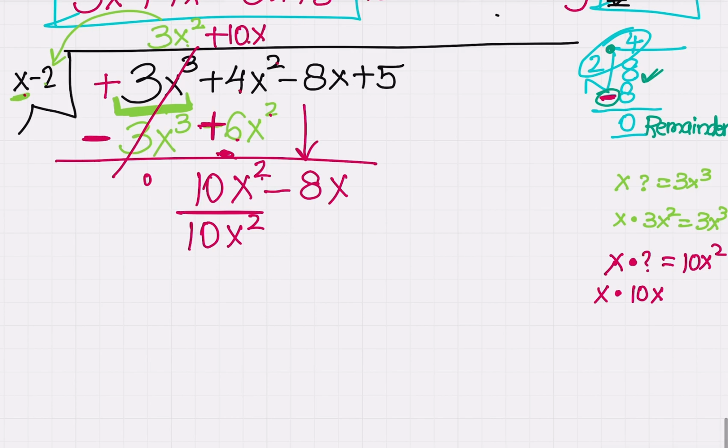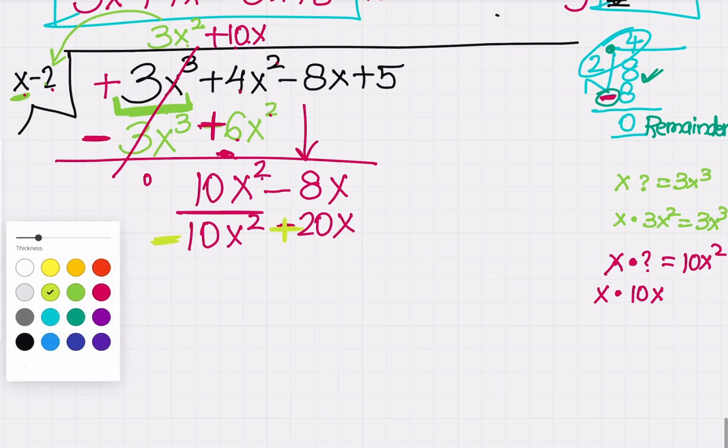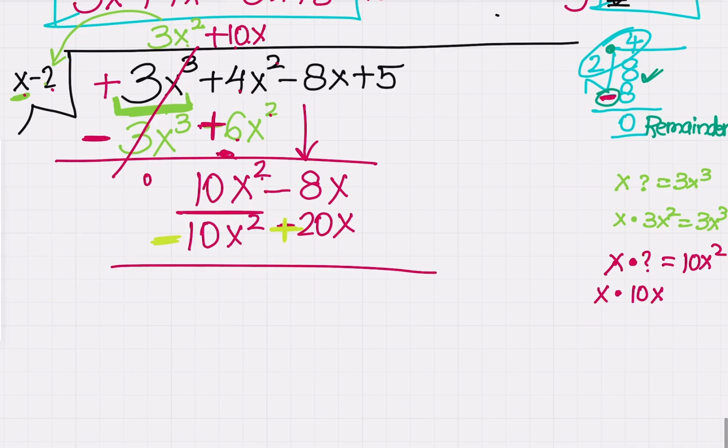Now remember, whatever I multiply this by, I have to multiply it by the other number also. So positive 10 times negative 2 is going to be negative 20x, which comes here. Now remember, it's a division question, so I need to change the signs to the opposite sign. All right. Now this is gone again, so I'll have a 0. Plus 20 minus 8x is going to be 12x. And now this 5 will come down.